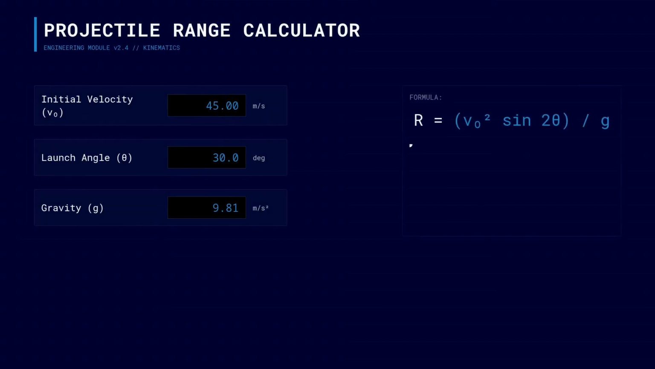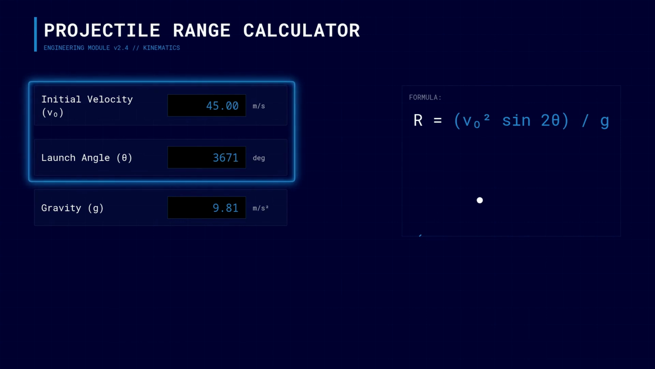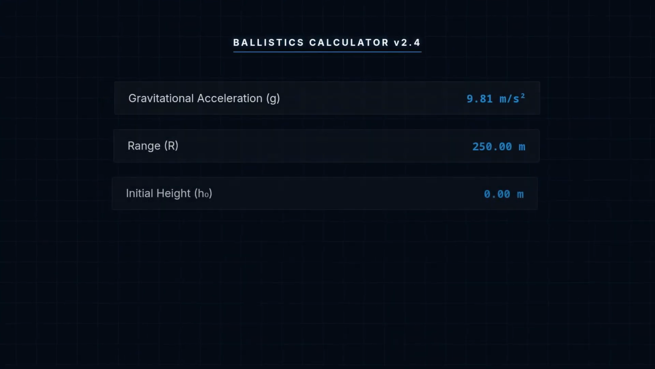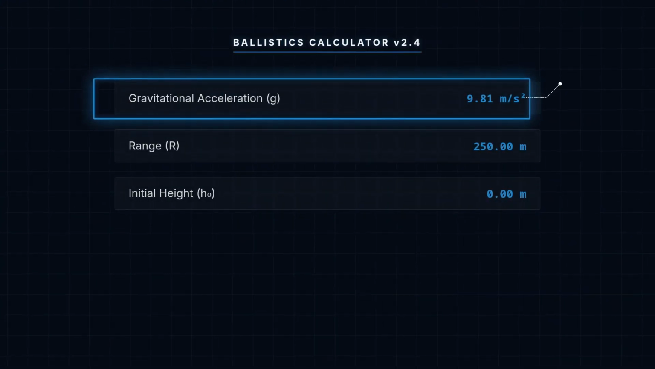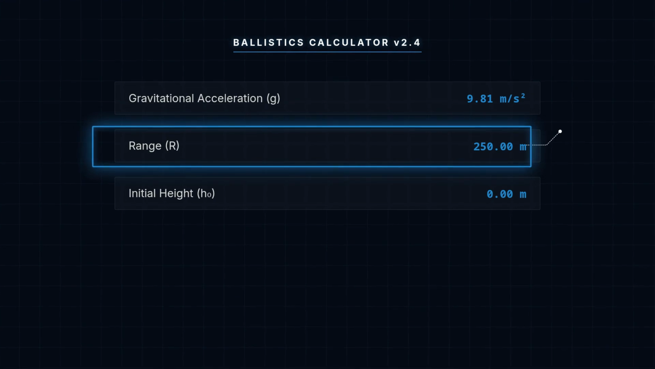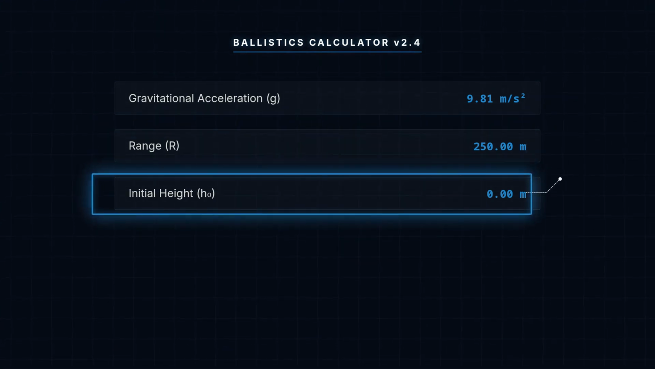The input fields include initial velocity v-naught in meters per second, launch angle theta in degrees, gravitational acceleration g, which defaults to 9.81, range r in meters, and initial height h0, which defaults to 0.